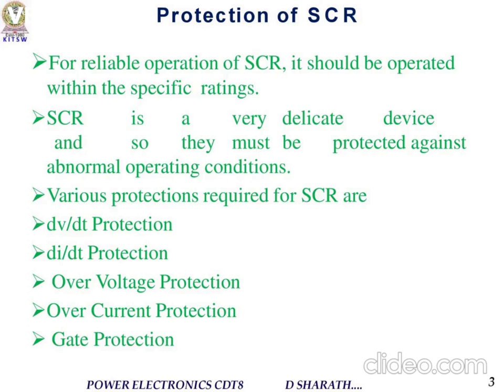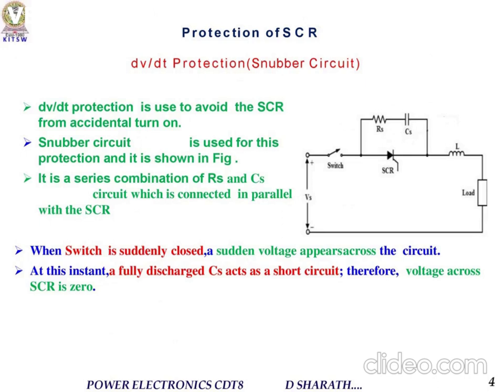It should operate within specific ratings. The SCR is a very delicate device, so it must be protected against abnormal conditions, because whenever abnormal conditions occur, the SCR will be affected. For that we require various protection techniques: dV by dt protection and di by dt protection, and gate protection. First we discuss dV by dt protection, which is also called the snubber circuit.